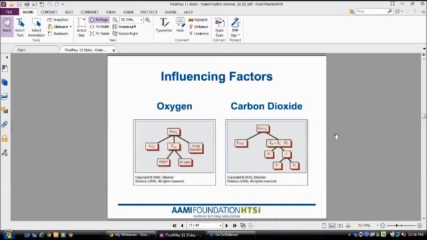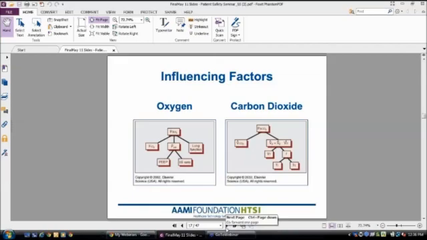Now I want to talk about some influencing factors of how and why we choose specific ventilatory modes, depending on what the patient needs. And what affects this is the patient's gas exchange. Gas is exchanged between the alveoli and the pulmonary capillaries via diffusion. Gas molecules move from an area of high concentration to an area of low concentration.